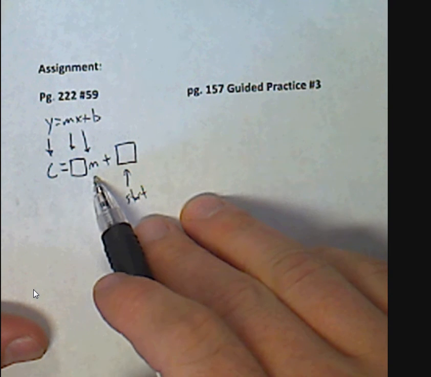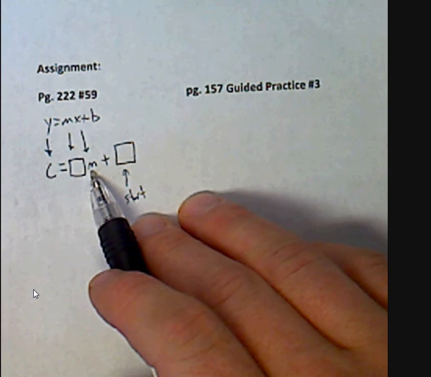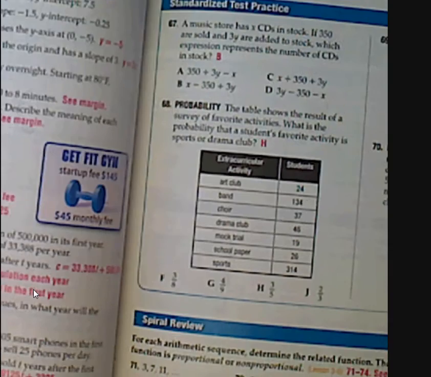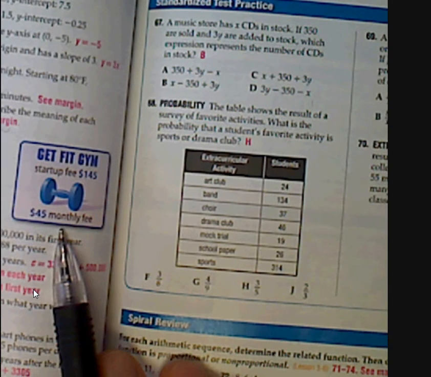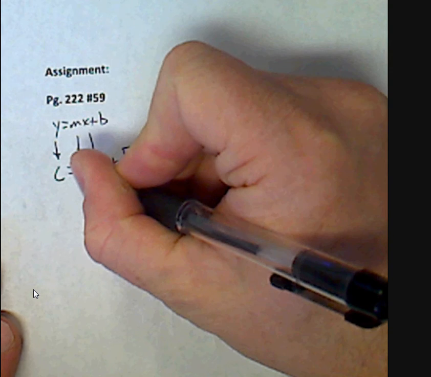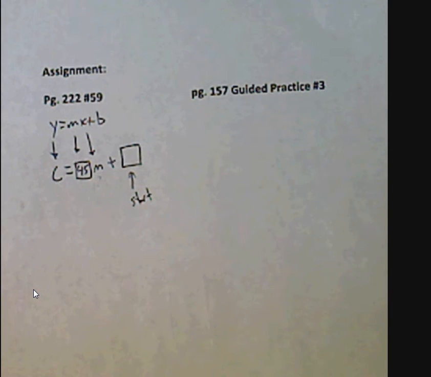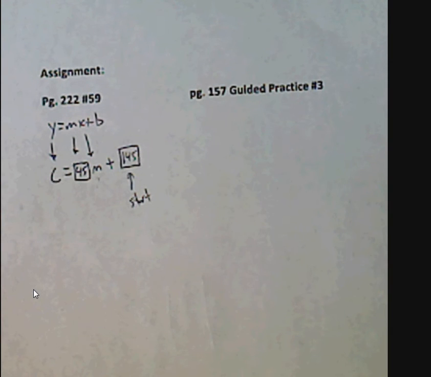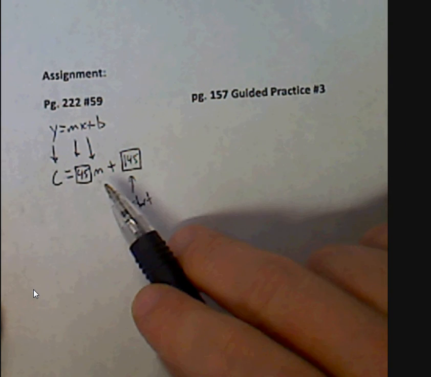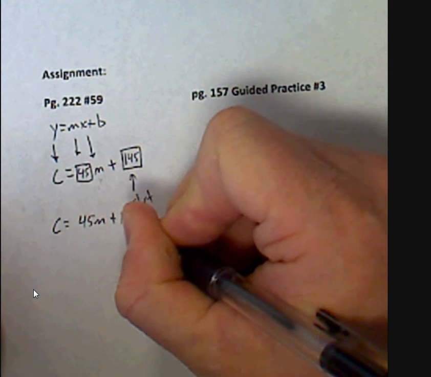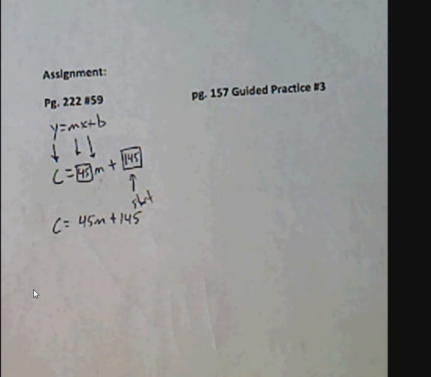So what number is attached to my M? Well, whenever I look over at the information they give me, it says $45 monthly fee. So 45 has to be connected to my monthly fee. My monthly fee is M. So 45 has to be connected with my M. That means that 145 has to be to the back, which makes sense because it says that is your startup fee. So now I actually have my equation. C equals 45M plus 145. That's letter A.